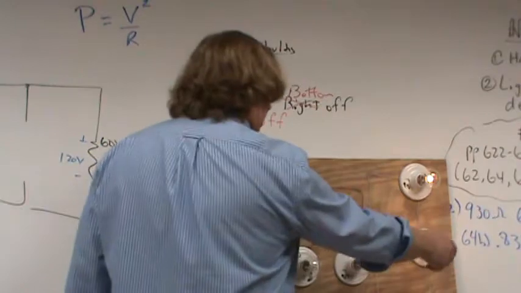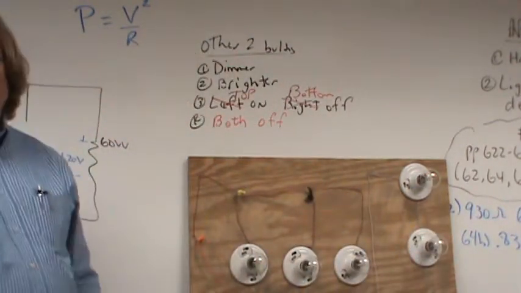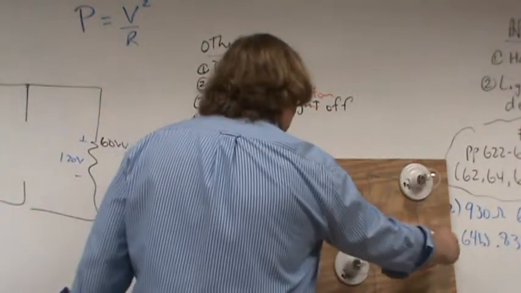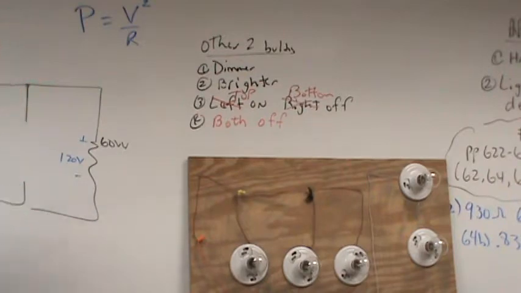Ready? 1, 2, 3. Both turn off. Both on, both off. So someone explain to the class, why is it that removing this bulb turned them all off? Go ahead, Justin. Wait, I'm sorry, Anais.